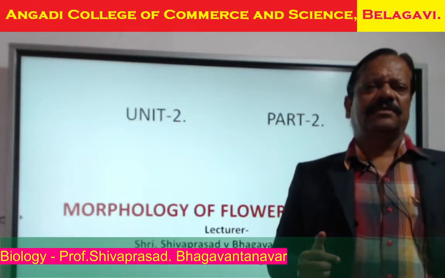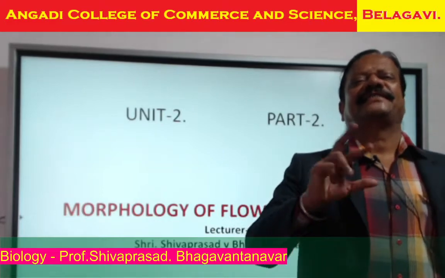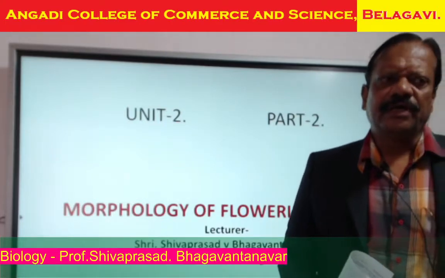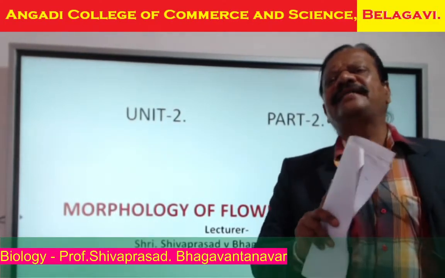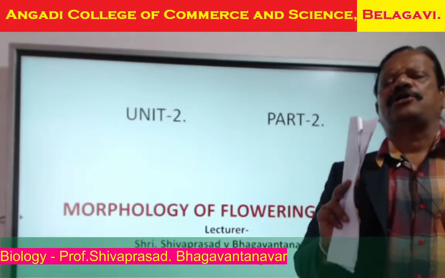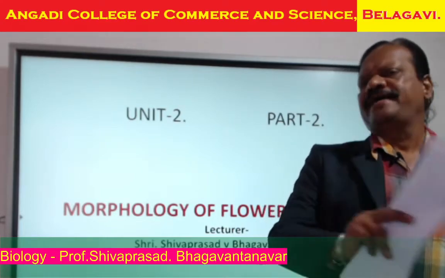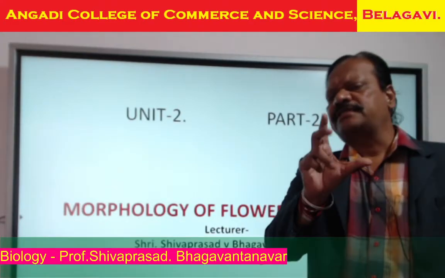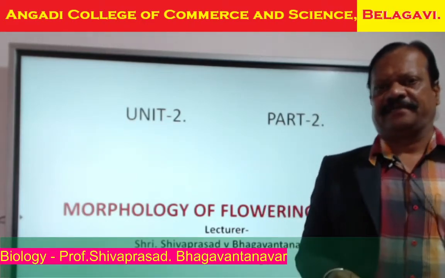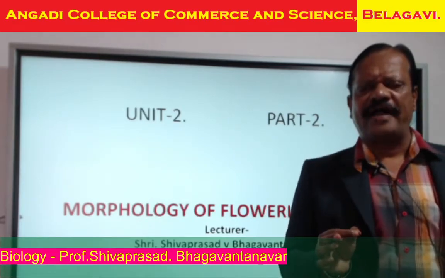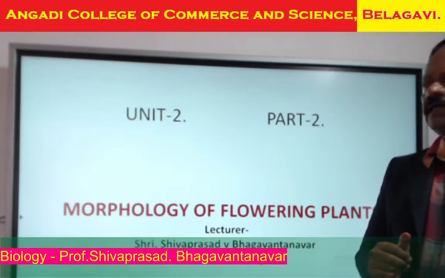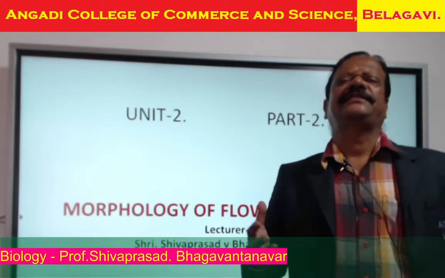Sometimes the flower is containing both the sex organs, male sex organ as well as the female sex organ. Here, the male sex organ is nothing but androecium, then the female sex organ is nothing but the gynoecium. And sometimes in the flower, androecium and gynoecium both are present. Then the flower is called as bisexual flower. So like this, it classifies such a type of flowers.